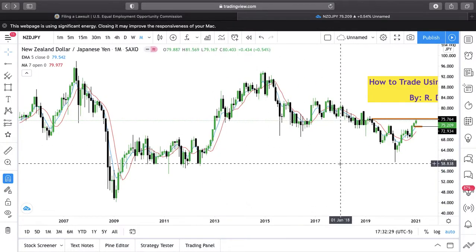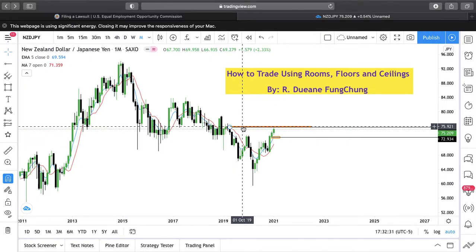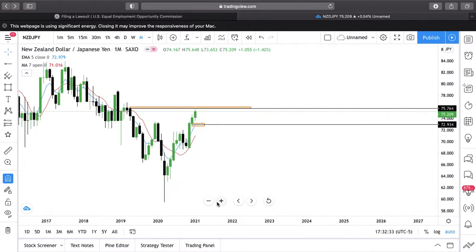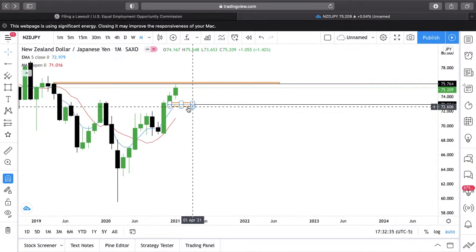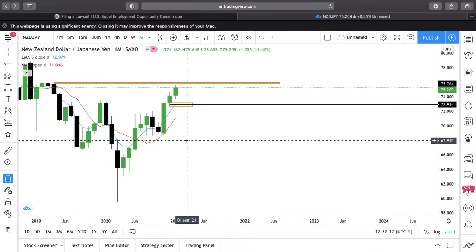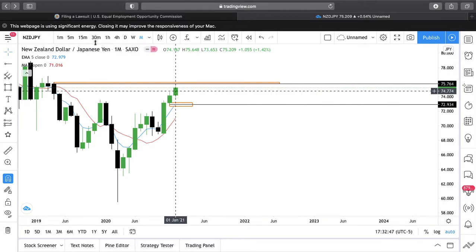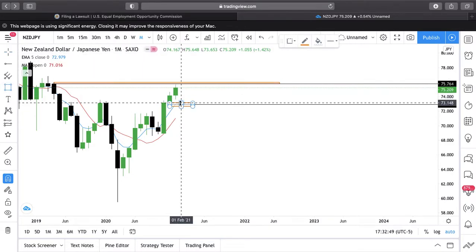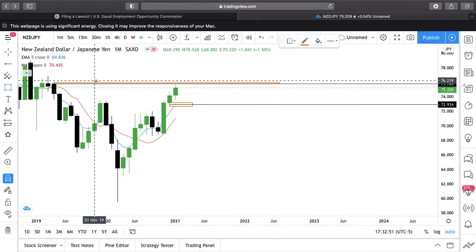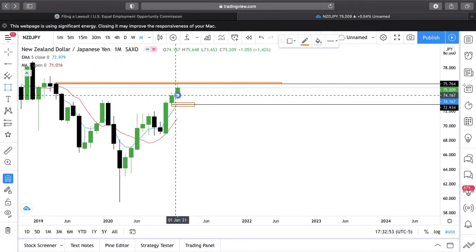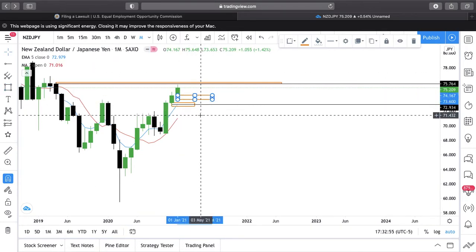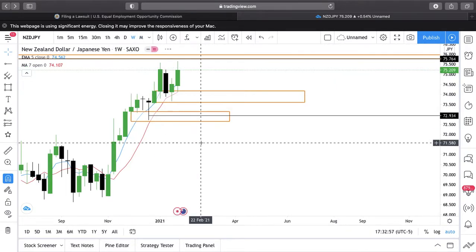So this room right here contains a ceiling, and this room right here contains a floor so far, right? And notice I have not yet marked this as a potential floor. I can, because price is well above it and the month is almost over. So I may just do that. Yeah, so take this, and I'm just going to mark there and go down to the weekly.